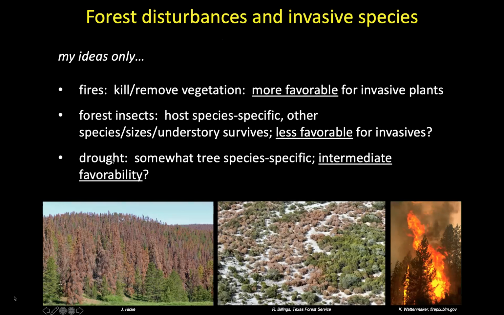Forest insects, on the other hand, are very host tree species specific, so what they don't attack and kill are the understory, small diameter trees in the case of bark beetles, and non-host species. Forest is more intact after an outbreak happens, and so perhaps that's less favorable for invasions. And then drought is somewhat tree species specific depending on its severity, so I might call that sort of intermediate favorability between insects and fires. But again, I welcome your comments about that.